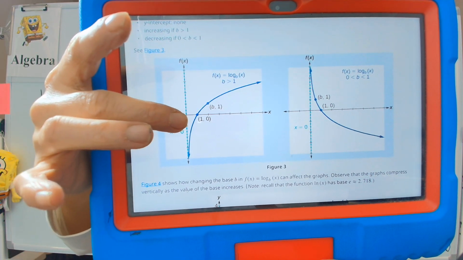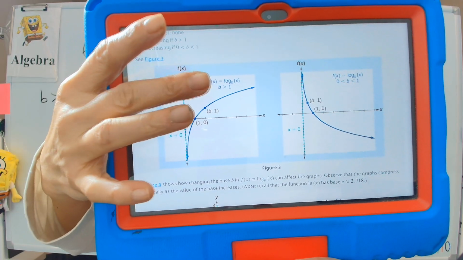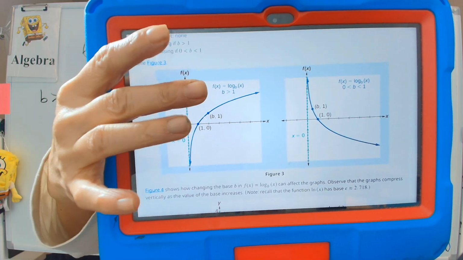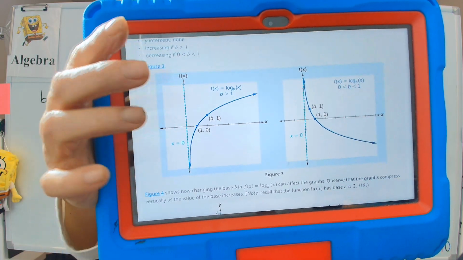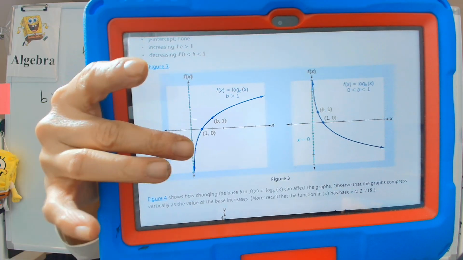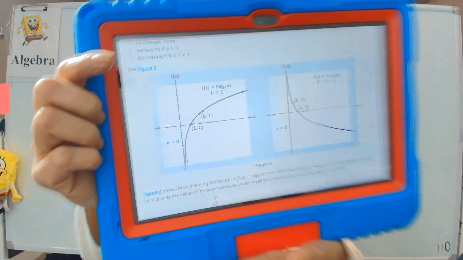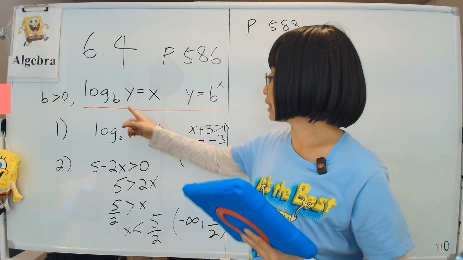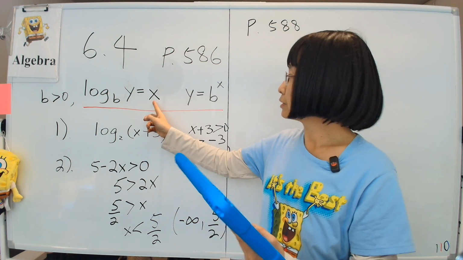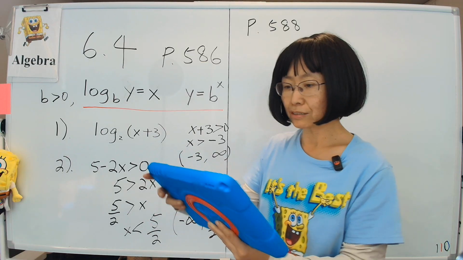And notice that it goes through (1, 0), because for any log, regardless of base, log of x automatically goes through (1, 0). This is because anything to the power 0 is 1. So if this value equals 0, then b to the 0 will always equal 1, and that's why this works out.